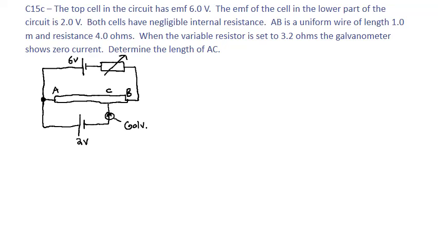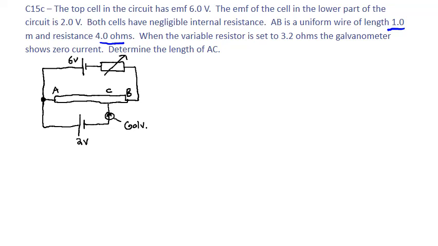All right, so in this situation, we have a galvanometer here. We have a variable potential divider where we have point A, point C, and point B here, and we have a variable resistor up top, and that's what that arrow going through represents. And so when the variable resistor is set to 3 ohms, the galvanometer shows 0 current. We want to determine the length of AC. We know AC is a uniform wire with a length of 1 meter. It's 4 ohms.